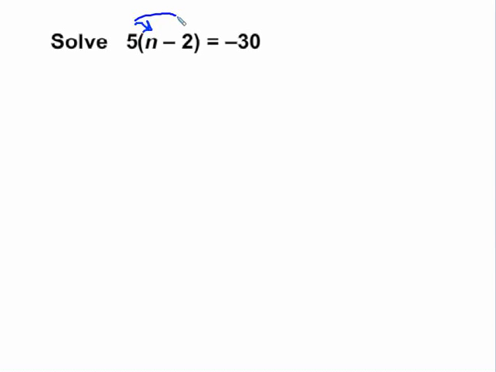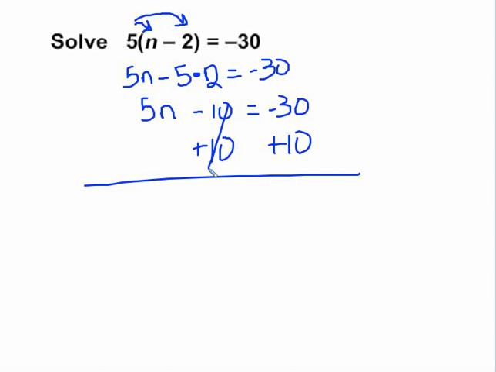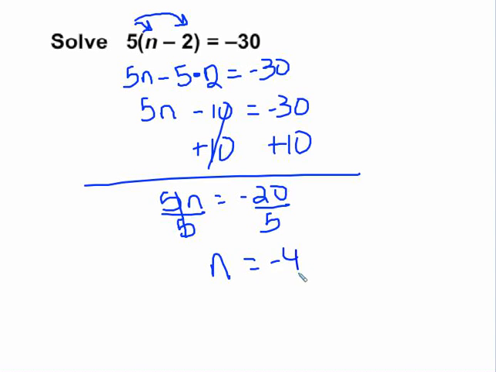I'm going to distribute the 5 to the n and the 2. So it's going to be 5n minus 5 times 2 equals negative 30. It's going to be 5n minus 10 equals negative 30. I'm going to undo subtraction first, so I'm going to add 10 to each side. I get 5n equals negative 20. Undo multiplication last, divide by 5, and I get that n is equal to negative 4. Okay? Let's do 2 more examples and then we'll get to our problem of the day.